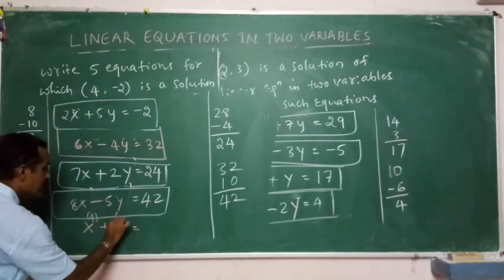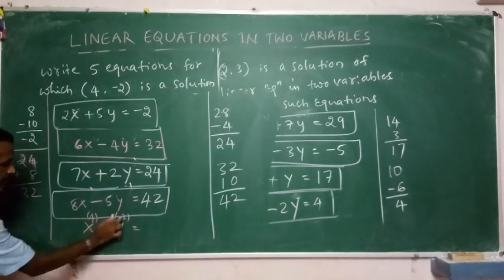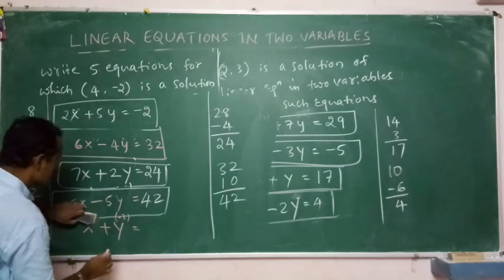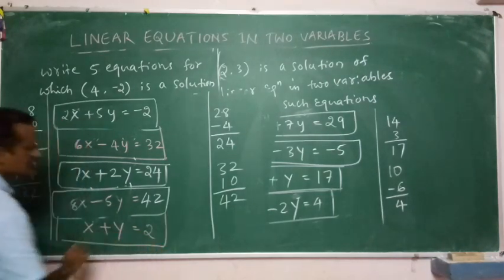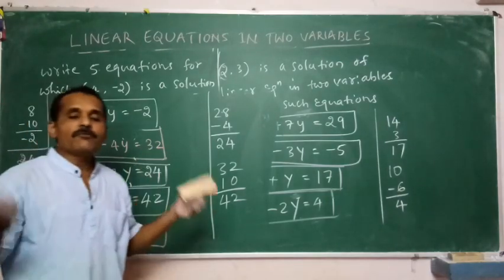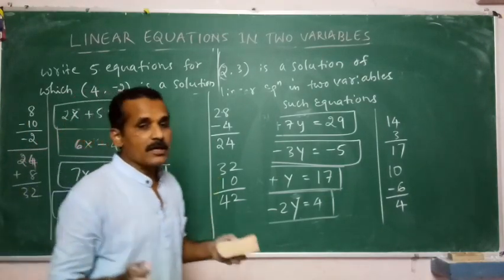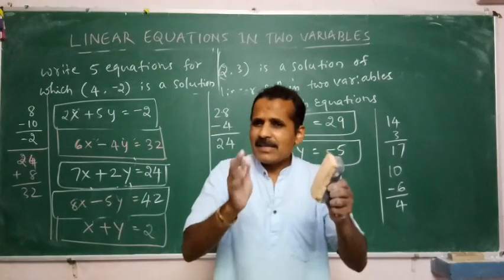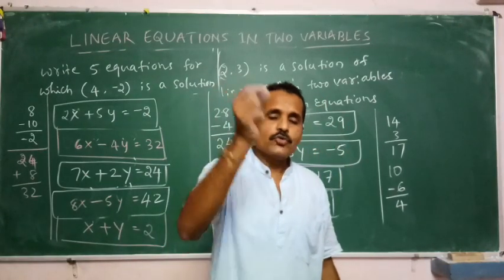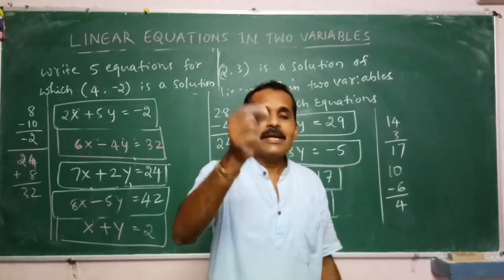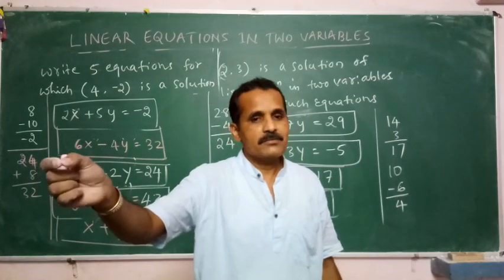Y value is minus 2. 4 minus 2, answer is 2. This is my fifth equation. Like that, infinite number of equations are there. Now, I will summarize once again. Every linear equation in two variables has infinite number of solutions.